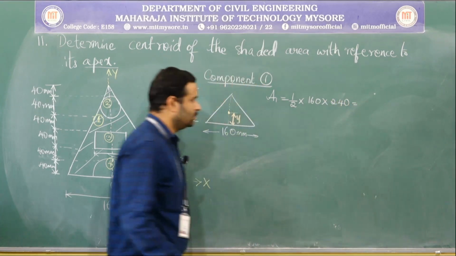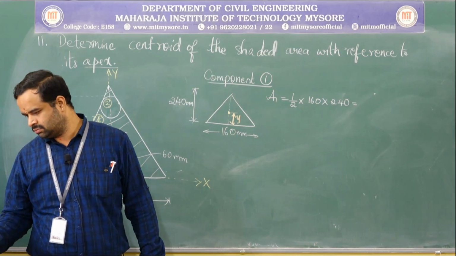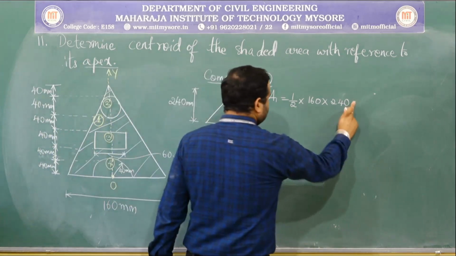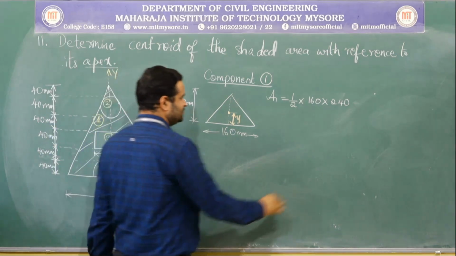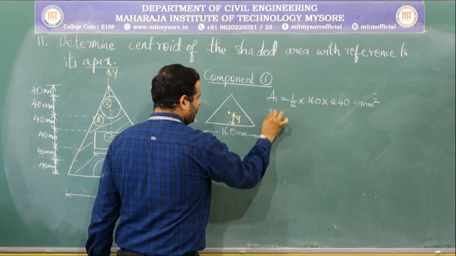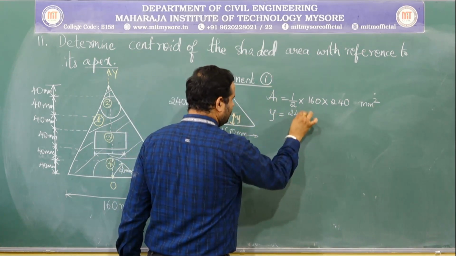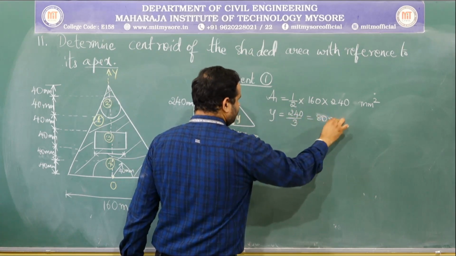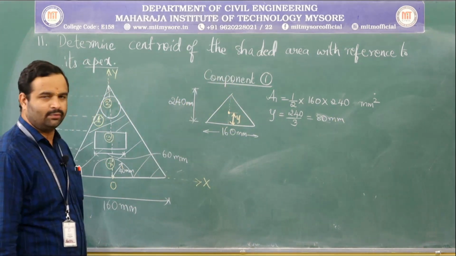which will be equal to... let me not calculate it now, let me substitute it directly in the formula, which is in mm square. Then writing its y component, that is h by 3, h is 240 mm divided by 3, which is equal to 80 mm. So, 240 by 3 is 80 mm, this is component 1.